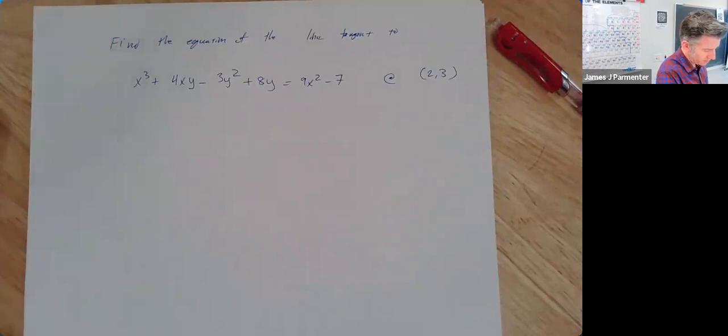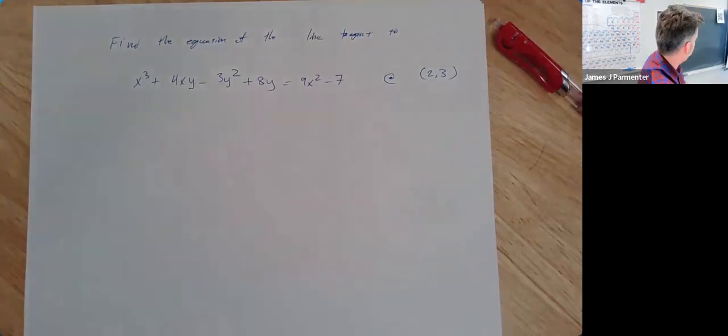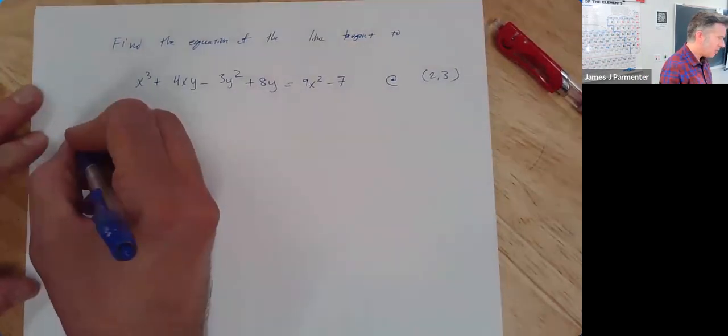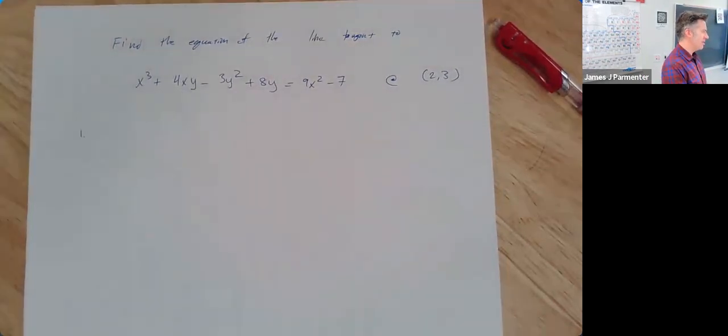So what I want to tell you, first of all, is that I see x's and y's jumbled up together. I know I have to use implicit differentiation. There's no way I can solve for y. And you shouldn't try, right? If you see x's and y's all mixed up together, implicit's the way to go. So let's start off by first asking ourselves what we really need to do.